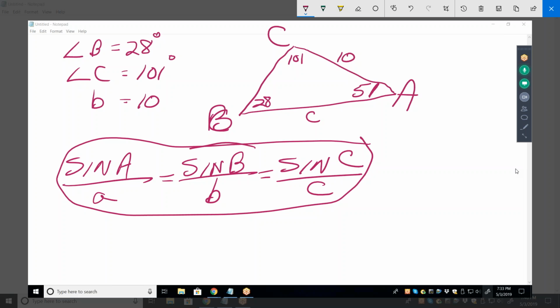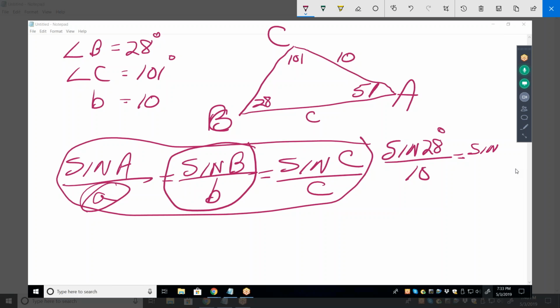Is it this one? No, we don't know the sine of A. Oh, we don't know the opposite side. But when I say which one do we know the numerator and the denominator of? Right. So I can say the sine of 28 degrees divided by 10 equals the sine of 101 degrees, angle C, divided by little c. And now we can solve for little c. That's the only unknown in that equation. Sine of 28 degrees is a number, sine of 101 degrees is a number.